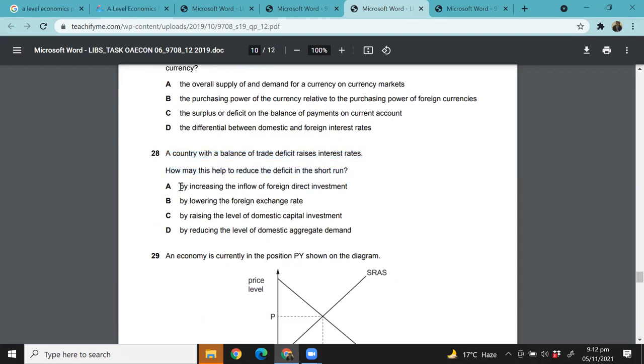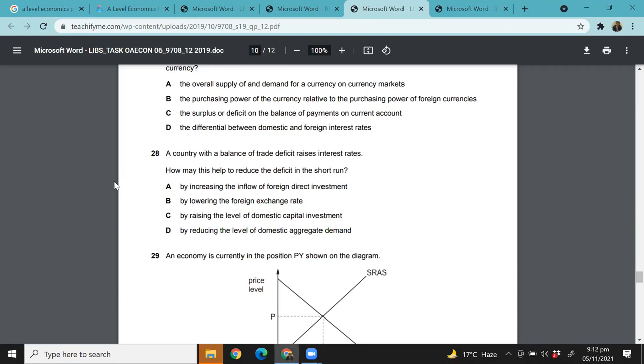By increasing the inflow of foreign direct investment? Direct investment is not recorded in the trade, that will not affect your exports and imports. By lowering the foreign exchange rate? By reducing the level of aggregate demand, it should be D, right? Right, we can do that. So let's do 28 first, then we'll do 27, 29, 30.